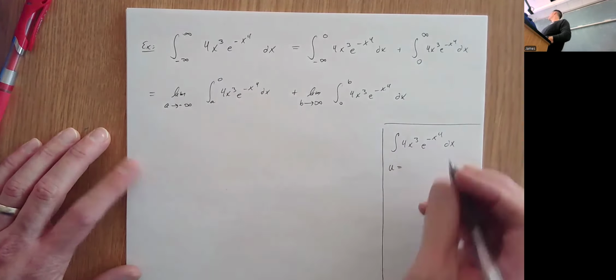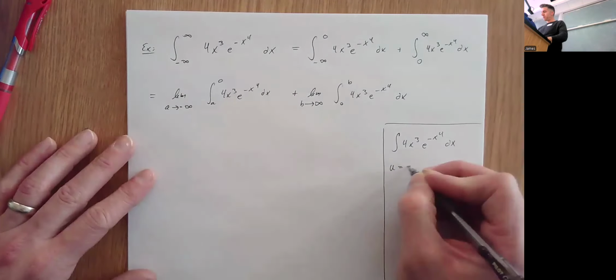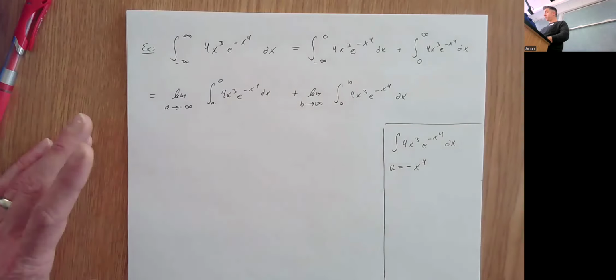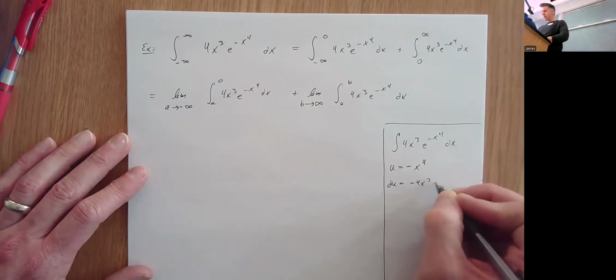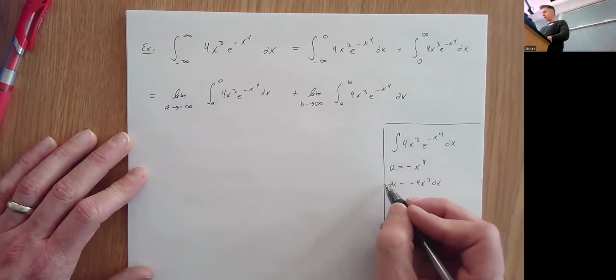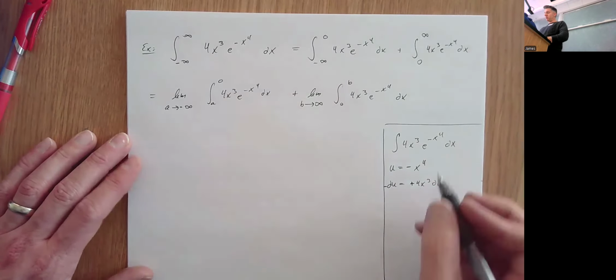Yeah, I would either say x to the fourth or even negative x to the fourth. I'd probably pick negative x to the fourth if I had a choice, but x to the fourth would also work out just fine. So then my du is going to be negative 4x cubed dx. I almost exactly have that, so I'm going to say that negative du is equal to positive 4x cubed dx, and then I'm good to go.